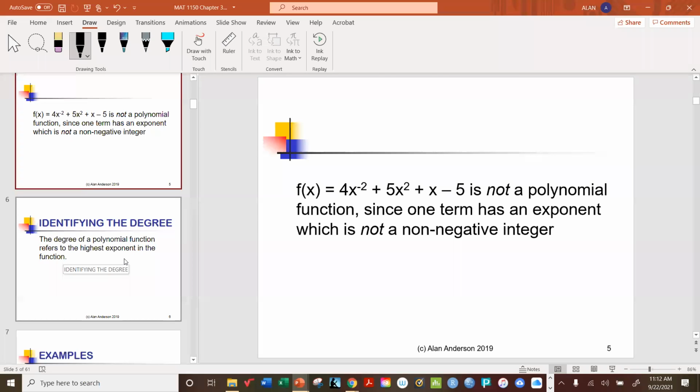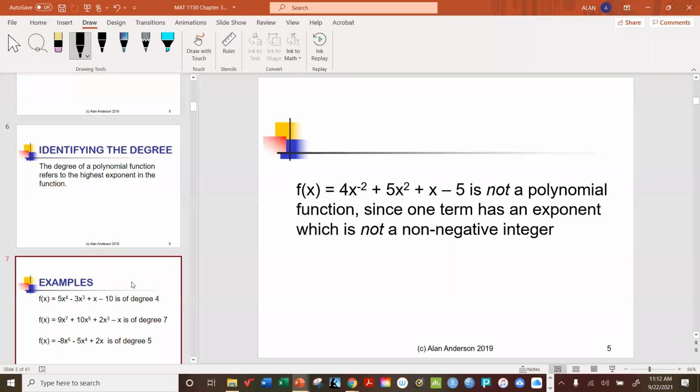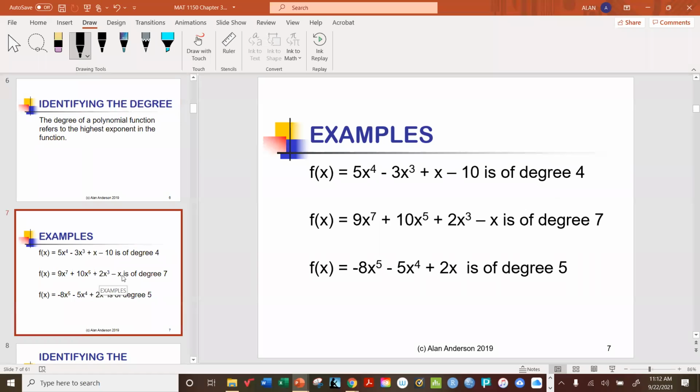The degree, as we've already mentioned a few times, is the highest exponent in the function. That's also a reason why we like to write these with the highest exponent first, so that it's clear right away. This is a degree 4 expression or function. This one is of degree 7, and this one is of degree 5. And by the way, the sign of the coefficients does not get involved in this at all. It's all about the exponent. So like here, we have a -8, but that doesn't matter. It's still degree 5.